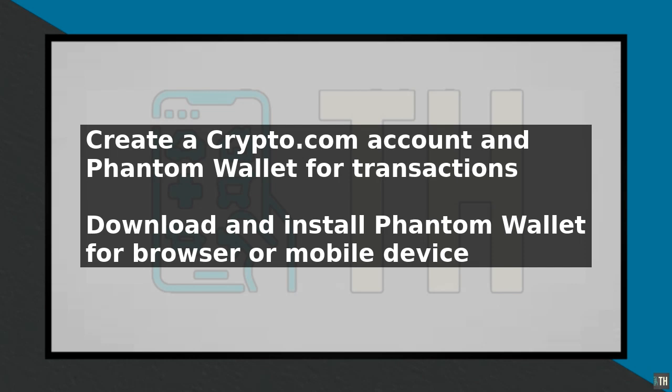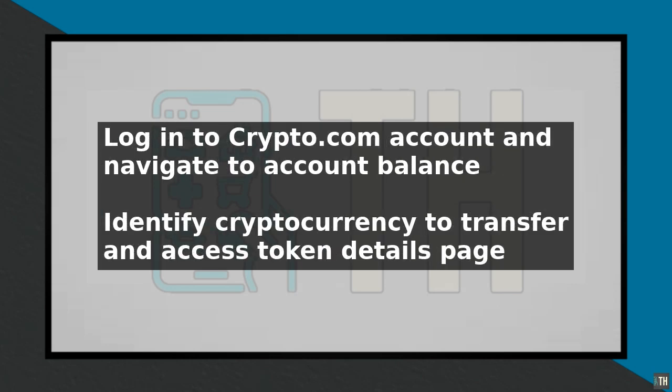Next, log into your Crypto.com account and navigate to the Account Balance section. Here, you can view all your available cryptocurrencies. Identify the cryptocurrency you want to transfer, such as Solana, and click on it to access the token's details page. On the token details page, click on the Withdraw button. This will prompt you to enter the recipient's wallet address.